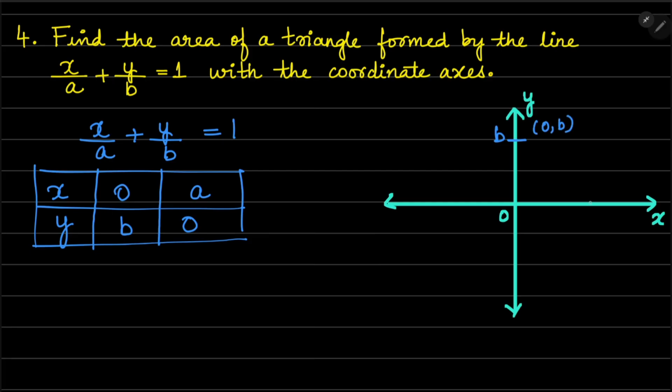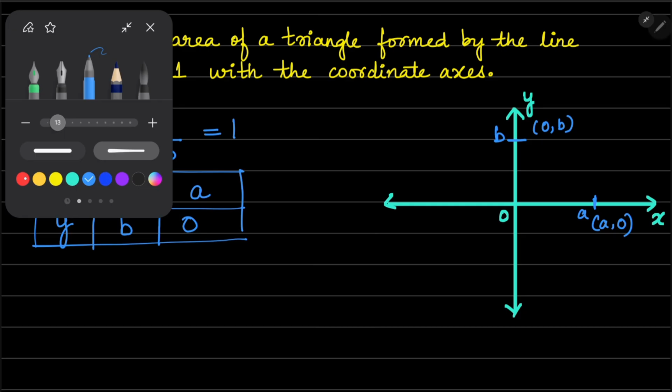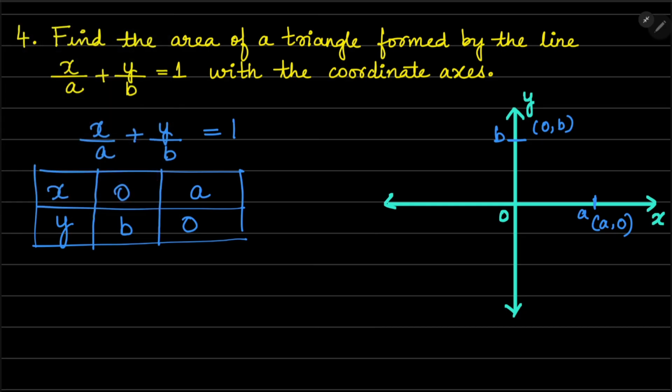And then a comma 0. A is another positive value. It could be anything on the positive x-axis. A comma 0. This is your second point. Okay. First point is 0 comma b. Second point is a comma 0. So let this be point A, and this particular point will be denoted by a comma 0. Now, let us draw a line joining the two. Okay. So how will the line look like? This will be the line, right?